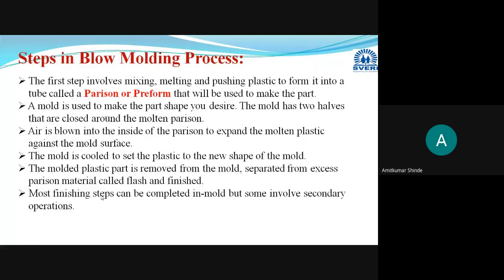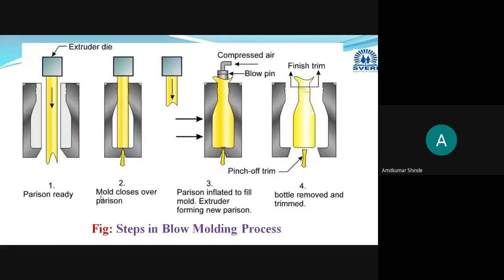Now these are the steps involved in the blow molding process. Generally, four steps will be there. In the first stage, you have to prepare the parison or preform, the small tube. In the second stage, we place that parison or preform in the mold cavity and close the mold. Then after that we blow the air. Compressed air is blown, and at the end we remove the part and perform some finishing operations.